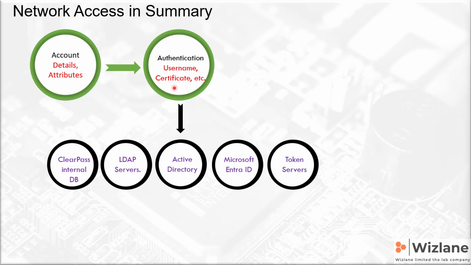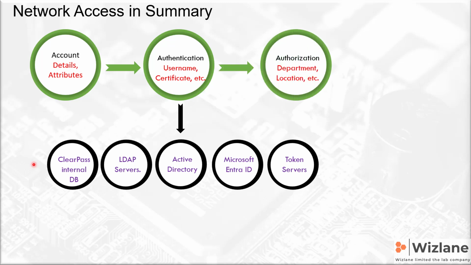But then authentication can take different forms or different sources. Username, certificate, and the source of authentication can be the ClearPass internal database, LDAP servers, Active Directory, Microsoft cloud-based Entra ID, token servers, and much more. Remember, authentication consists of method and sources. So these are the authentication sources, and the method depends on the authentication. Is it 802.1X? Is it guest? Is it MAC authentication? And so on and so forth.